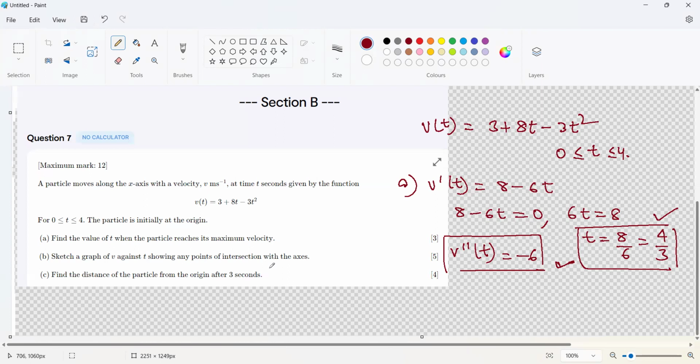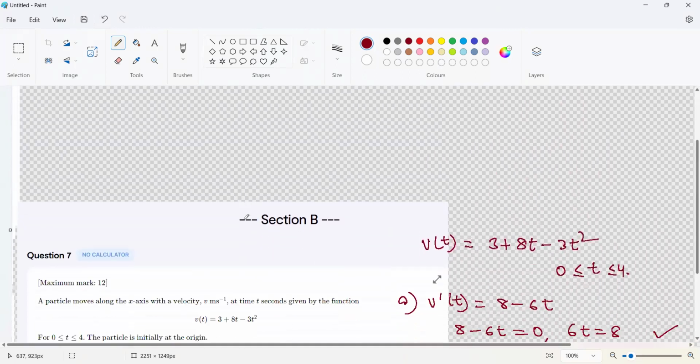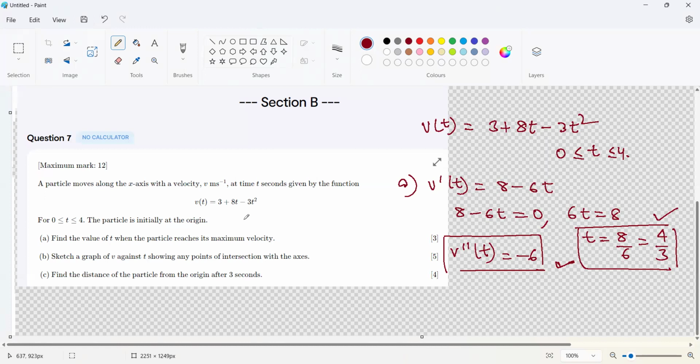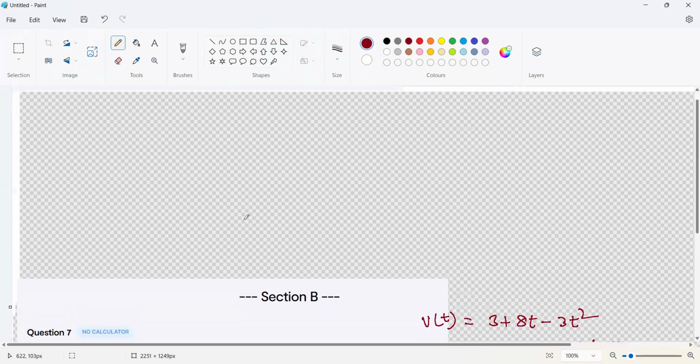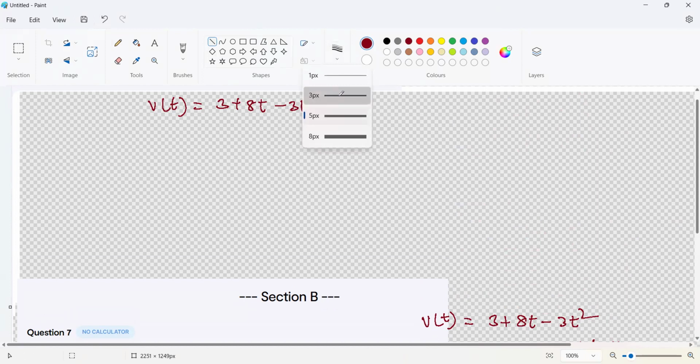Part B, we need to sketch this curve, but this time we are not going to take the help of GDC. This is a paper 1 question, so we will do this without a calculator. I'll just see the function, which is 3 plus 8t minus 3t squared. I'll find all the necessary things which we need to draw on the graph, which is x-intercept and y-intercept.